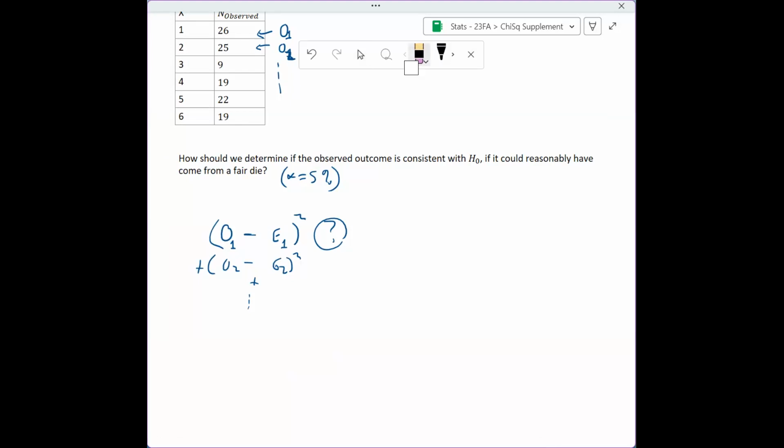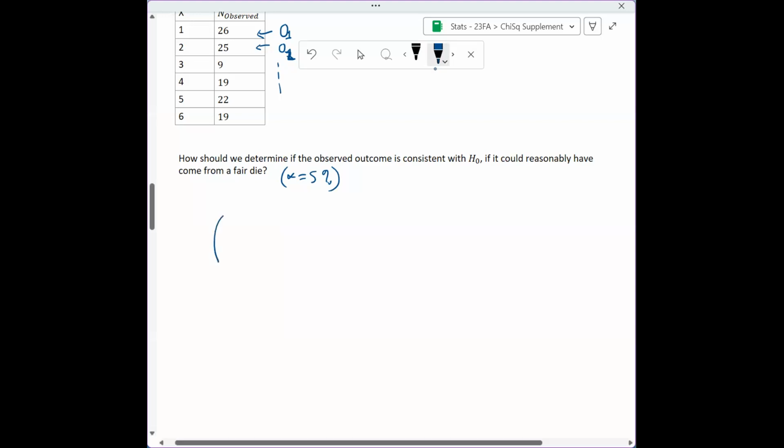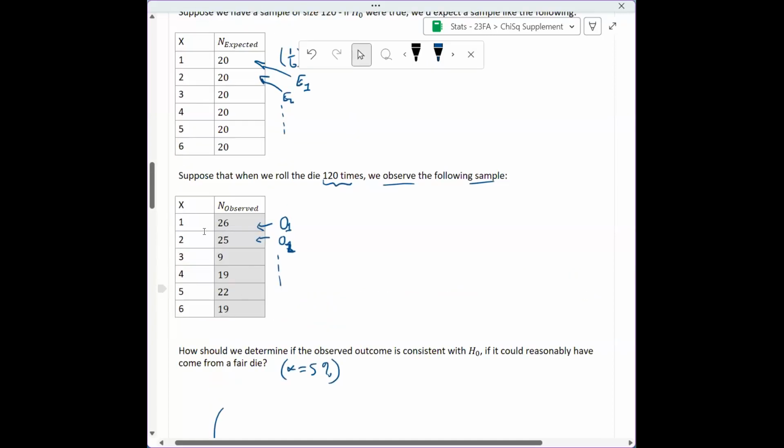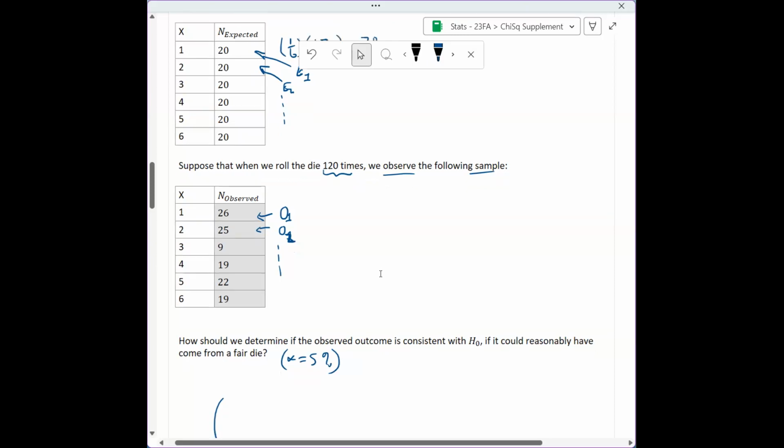Now, to make the math work out, we're going to do a couple of variations to this. So this is where we're going to eventually get to, something like that. But first we're going to note that it would be super nice if we had a sampling distribution for something related to these observeds, right? These are random variables. If I rolled the same die another 120 times, I'd probably get a different list of observeds. So these are random variables, these n observeds.